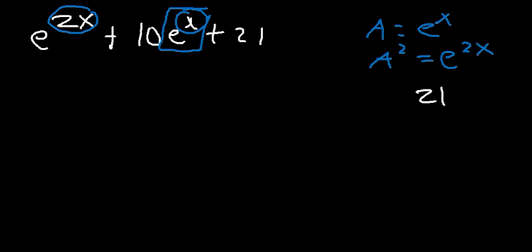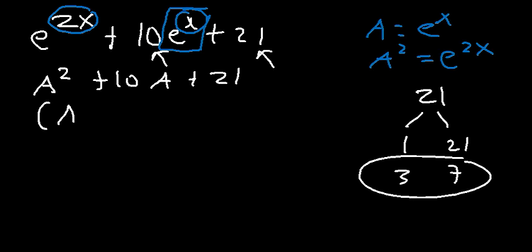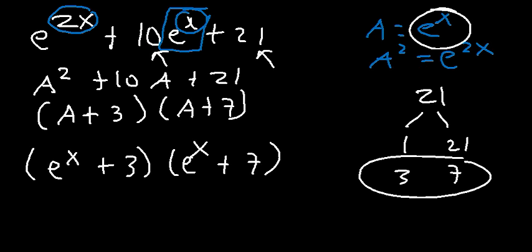So what two numbers multiply to 21 but add to the middle term 10? This would have to be 3 and 7. 3 times 7 is 21, and 3 plus 7 is 10. So right now what we have is a squared plus 10a plus 21. And when we factor it, it's going to be a plus 3 times a plus 7. And then you need to replace a with e to the x. So it's e to the x plus 3 times e to the x plus 7. And that's how you factor it.